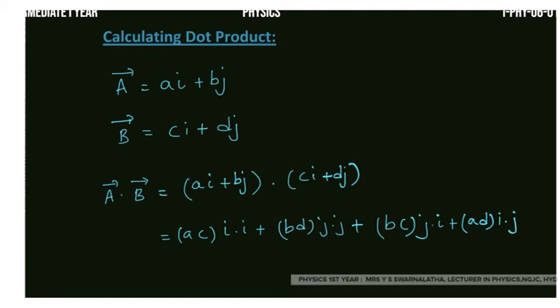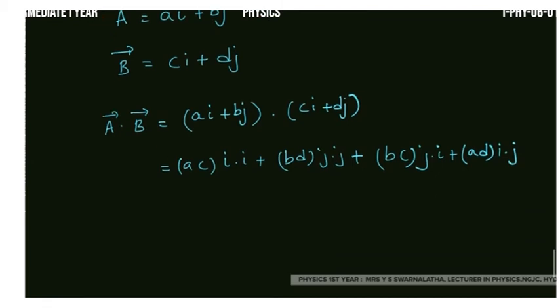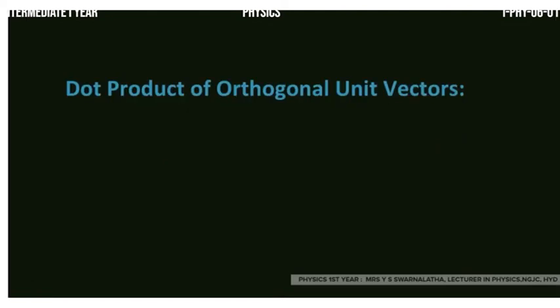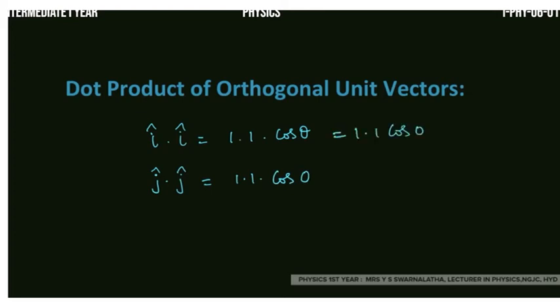Here i and j are orthogonal unit vectors along the x direction and y direction, and the unit vector along the z direction is k cap. Let us see the dot product of orthogonal unit vectors. i dot i is 1 into 1 into cos theta, and j cap dot j cap is also 1 into 1 into cos theta, where theta is 0. So cos 0 is 1, and we get the value 1.